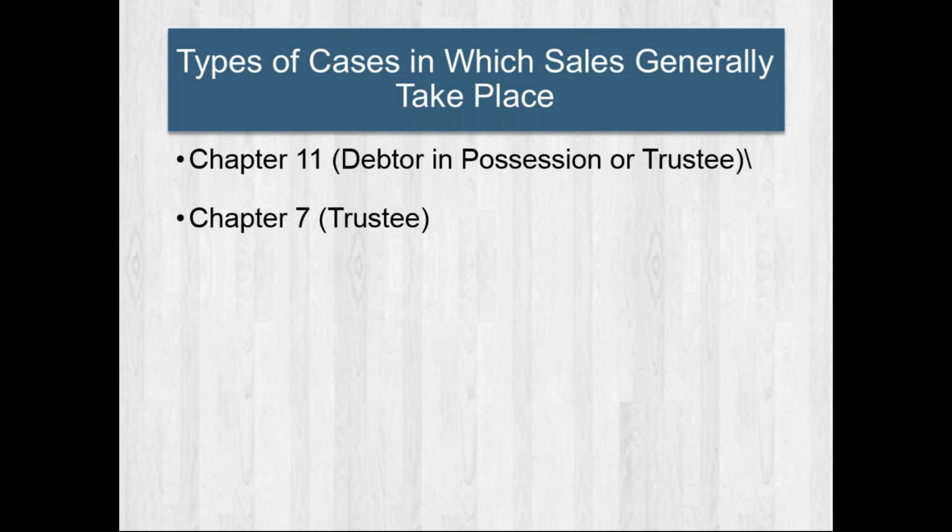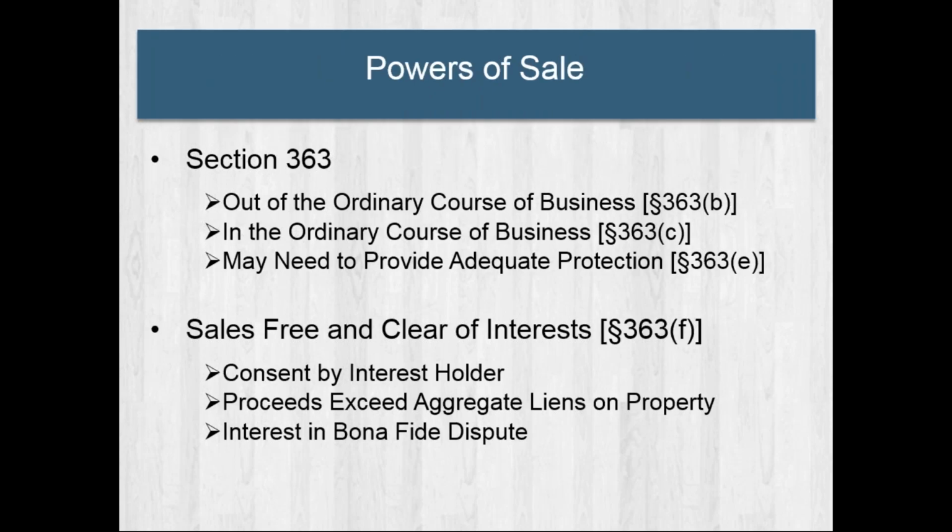Now, going on from the two situations where we would find real estate sales, let's go on to how those sales take place. Section 363 of the Bankruptcy Code provides authority to a trustee as well as to a debtor in possession to sell property of the estate. The first section that we're going to look at is Section 363(b), which is the section that deals with sales out of the ordinary course of business. When it comes to real estate, more often than not, a sale of real estate will be out of the ordinary course of business.